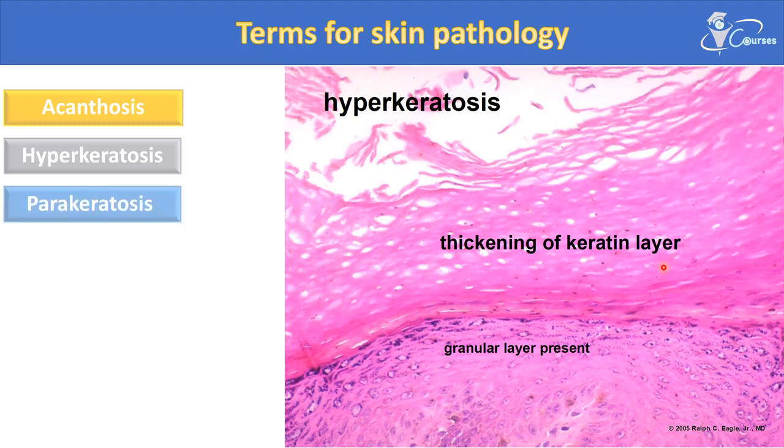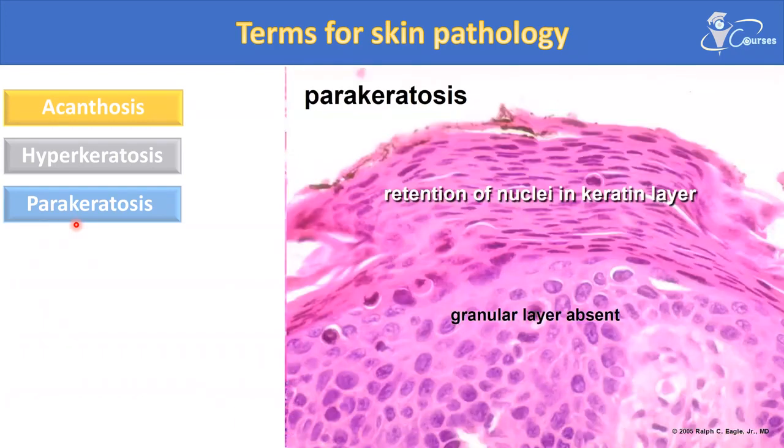Parakeratosis: keratosis refers to keratin, and para means that the keratin is present in an abnormal location. There is retention of nuclei in the keratin layer. The keratin should be homogeneous and featureless, but in parakeratosis there is retention of nuclei, this basophilic material, in the keratin layer. This patient has the granular layer absent.